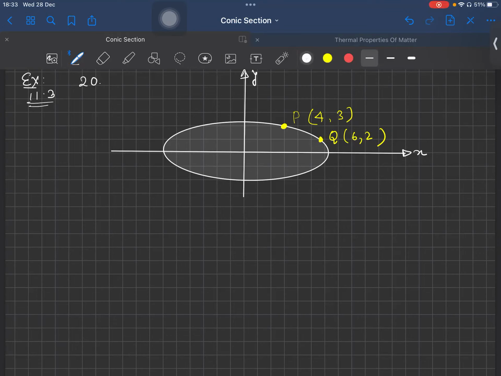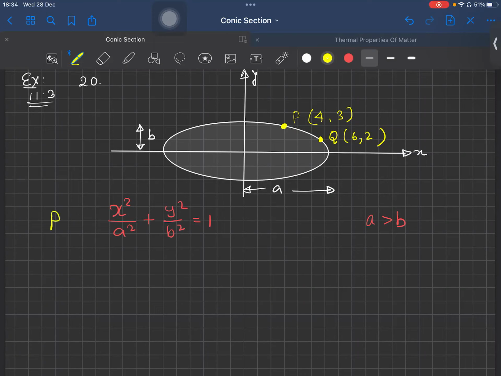General equation of this ellipse. If this is A, and this one is B, what will be the equation of this ellipse? Shri-Kruti, what will be the equation of the ellipse? Sir, x square by a square plus y square by b square is equal to 1. Which one is greater, A or B? Sir, a is greater. Okay, now these 2 points lie on this ellipse, right?